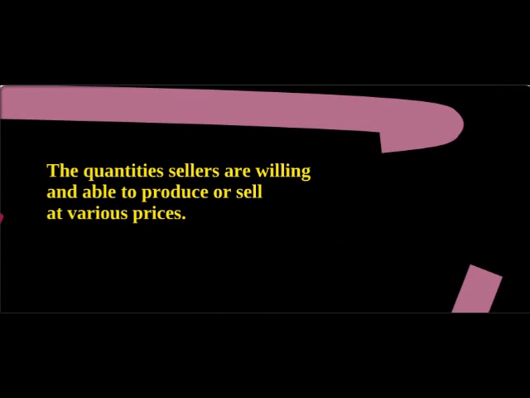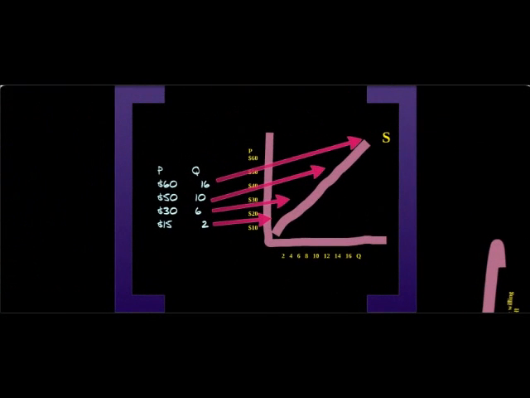The definition of supply is the quantity sellers are willing and able to sell at various prices. Now, just like we're willing to buy different amounts of products depending on the price, sellers are willing to make different amounts of a product depending on the price that they can charge. Let's see what I mean by this.